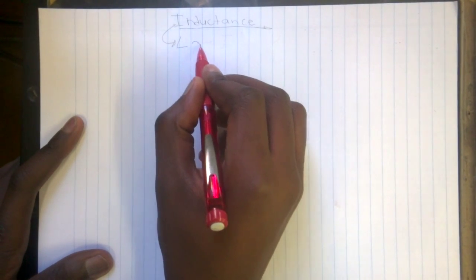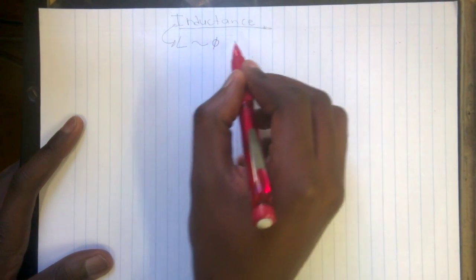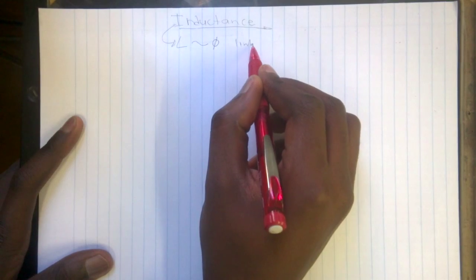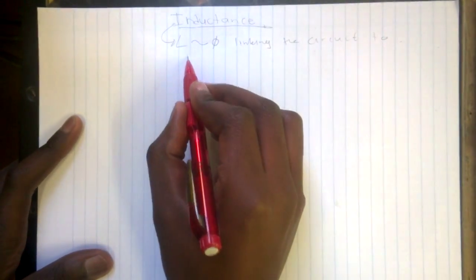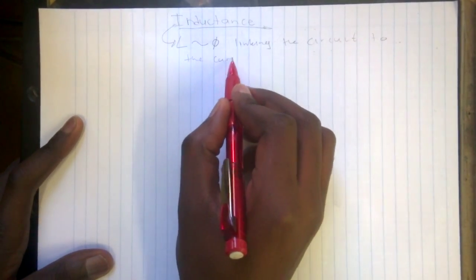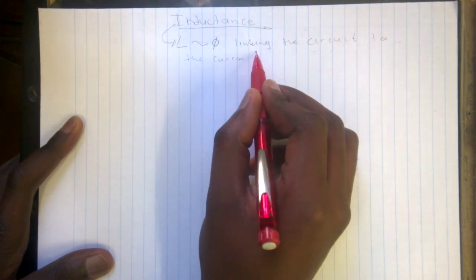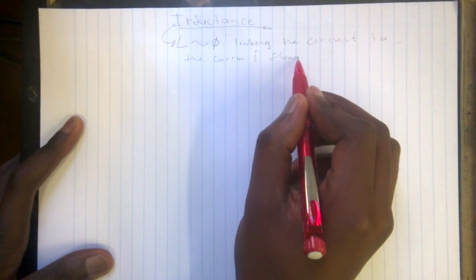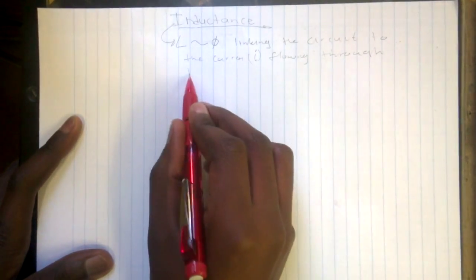What is inductance? Inductance may be thought of as constant L, which relates magnetic flux linking the circuit to the current I flowing through the circuit.